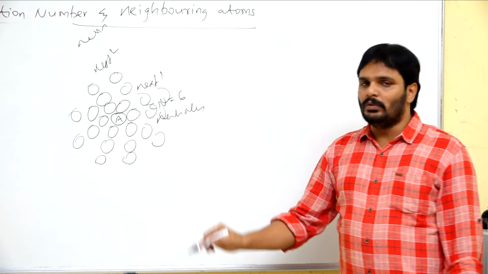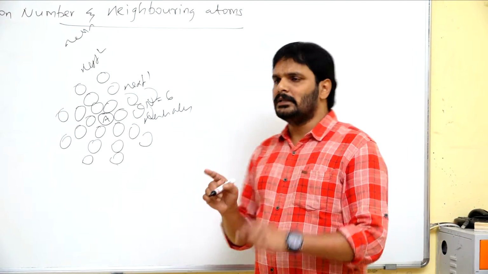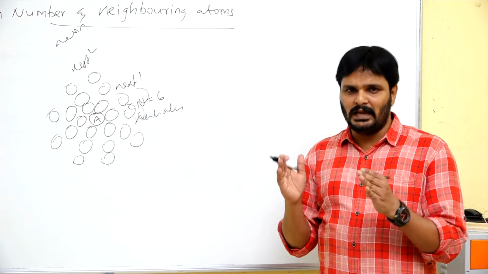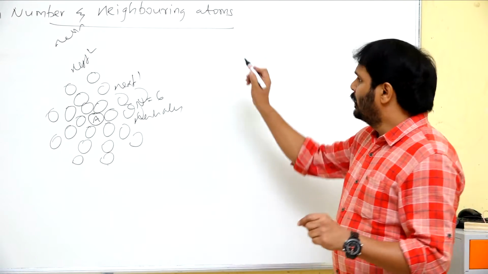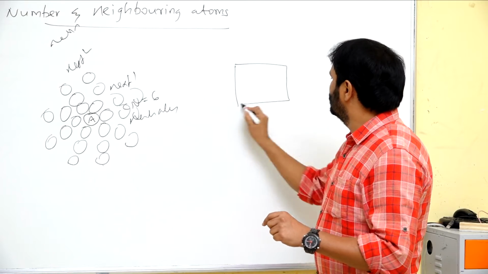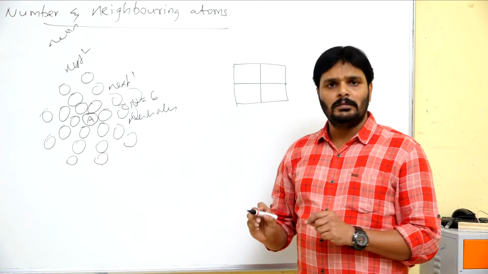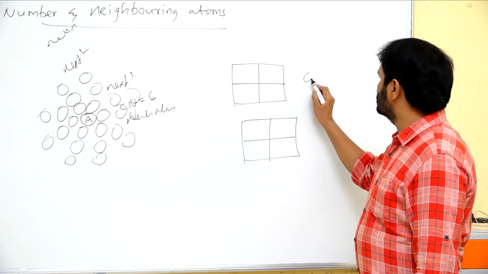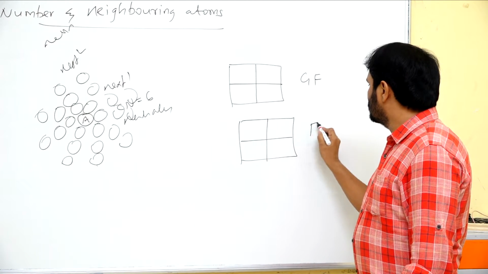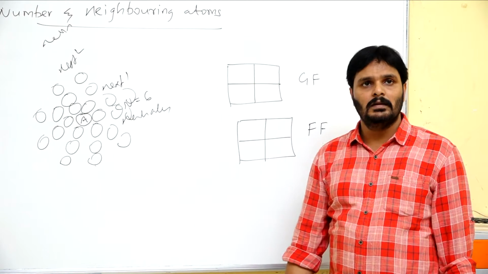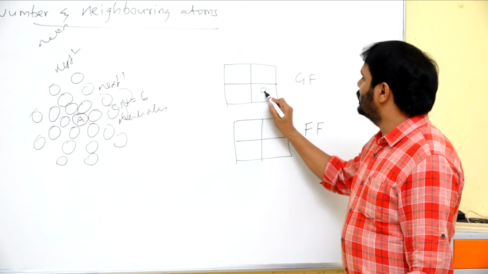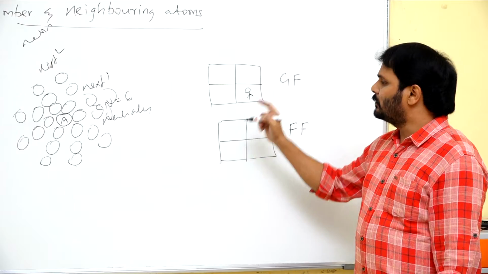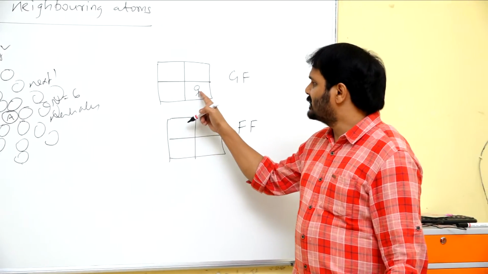Right. Now, to understand this concept, just consider an isolated building having 4 rooms in the ground floor and 4 rooms in the first floor. This is the ground floor and this is the first floor. A person is residing in one room on the ground floor, and we would like to find out how many neighbors this person has.